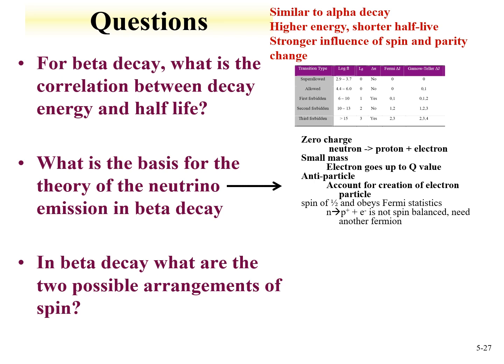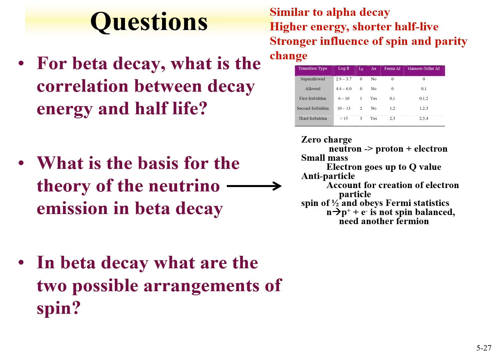And also, this neutrino should have a spin of 1/2 and obey Fermi's statistics. Since a transition where a neutron goes to a proton plus an electron is not spin balanced, there's need for another fermion to account for a spin of 1/2 and balance the equation.